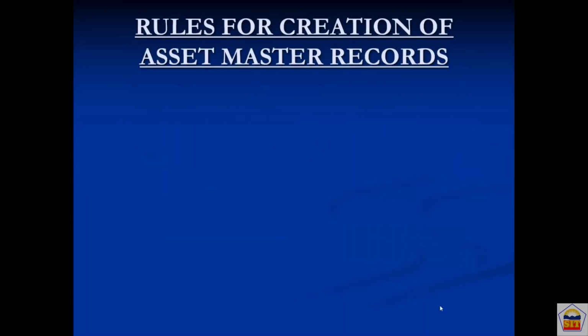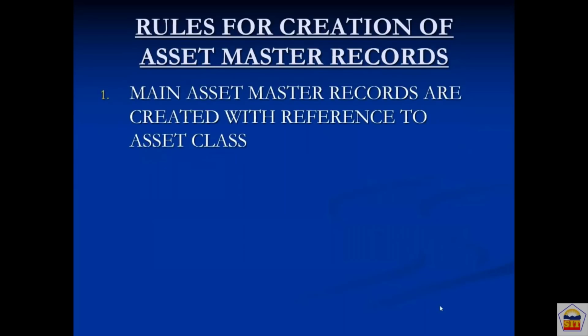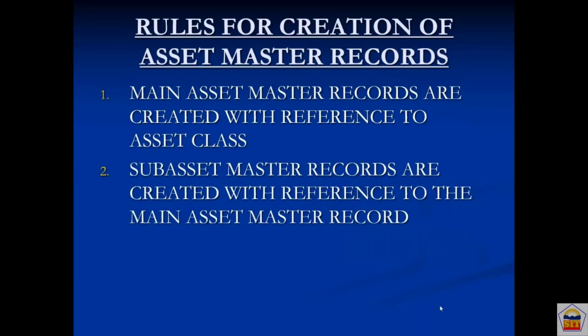Then it is saying that we have the rule for the asset master record. What are the rules? We have two types of master record. One is the main asset master record, and second is the sub asset master record. This main asset master record will be created with reference to the asset class, whereas the sub asset master record we will create with reference to the main asset master record. So at the top level, you will have the asset class. Below that, you will have the main asset master record.